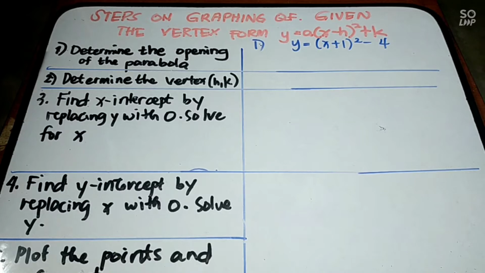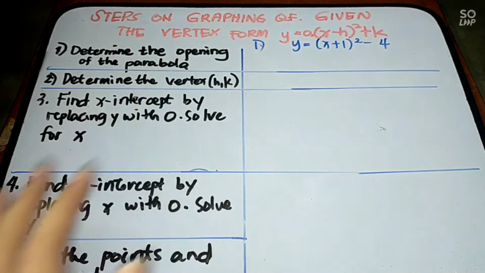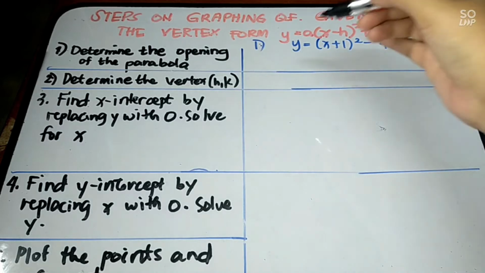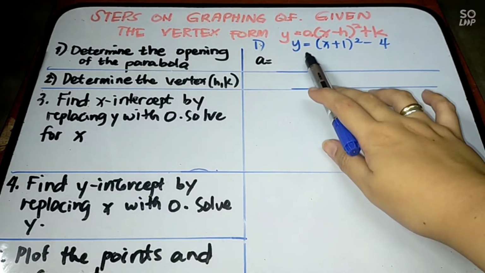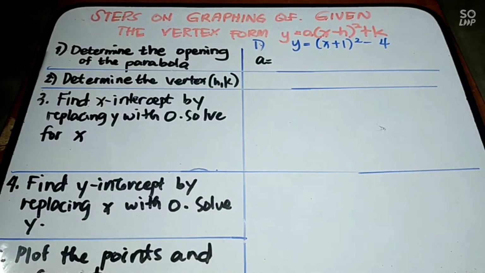Here are the steps. The first step that you need to know, we are going to determine the opening of the parabola. So, kanina, na-discuss natin kung paano natin malalaman ang opening ng isang parabola. So, we are going to find for a. What would be the a of this given? y is equal to (x plus 1) squared minus 4 is our given.